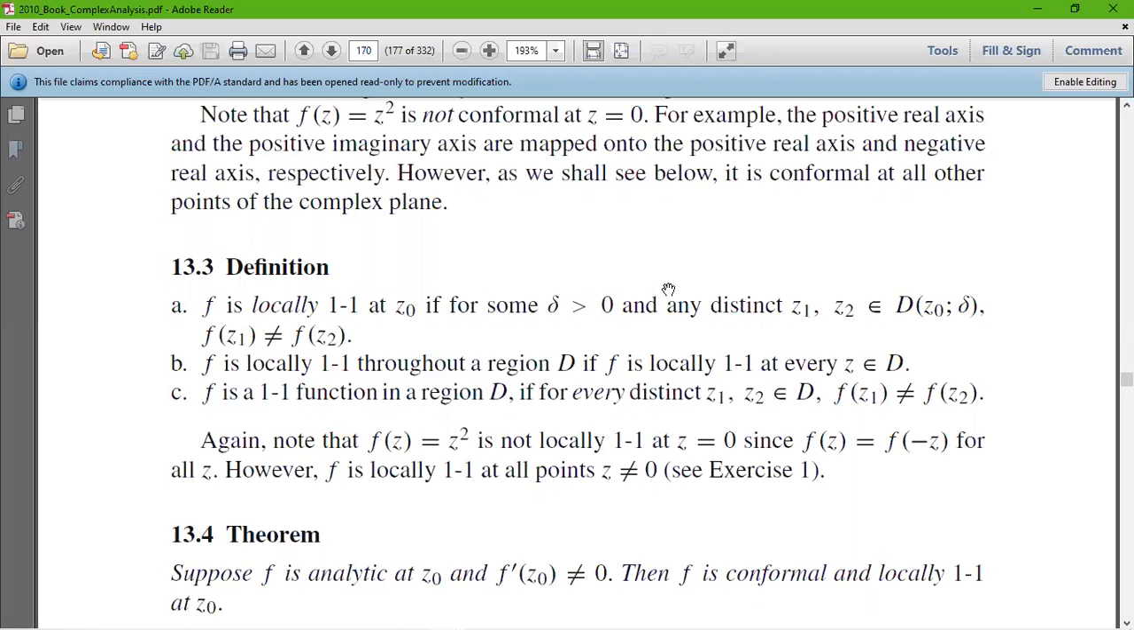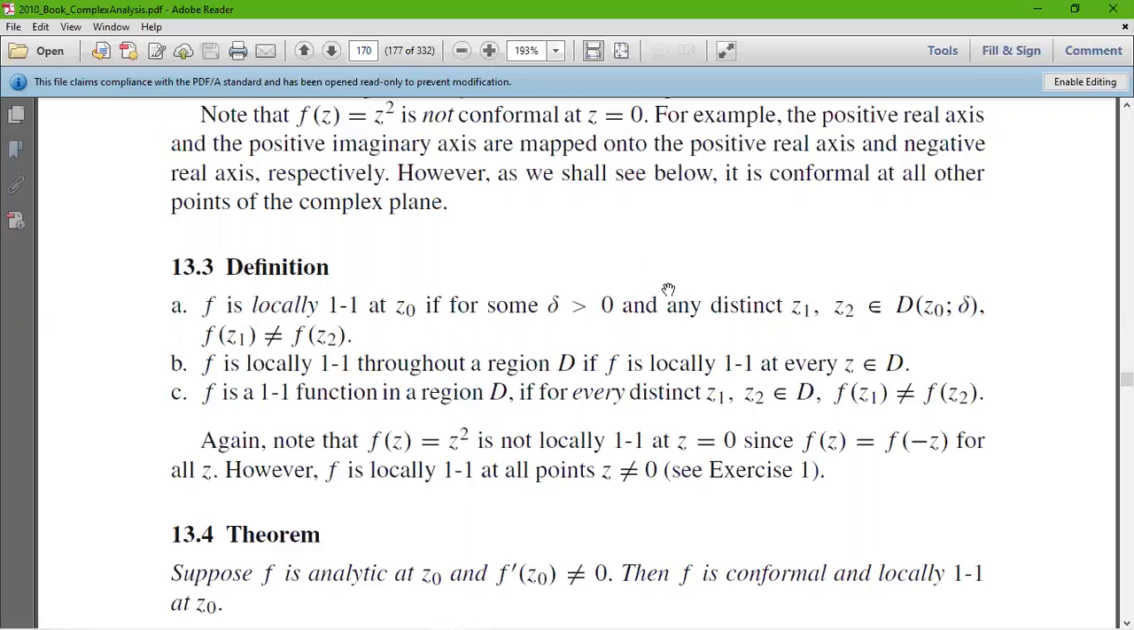Now we are going to define some more basic terms, which are locally one-to-one function in a domain D, at a point and in a region D. Before defining these terms, we first define a one-to-one function. When a function is mapped from domain to codomain and codomain to domain, and each element of the domain has one and only one image in the codomain, and each element in the codomain has one and only one image in the domain, then the function is said to be one-to-one.